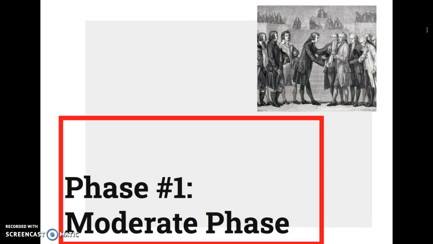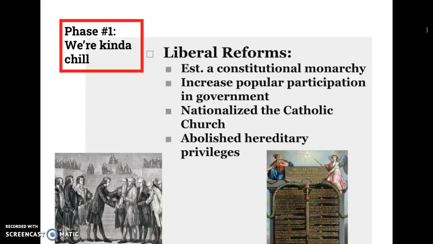So here's where we start phase 1, known as our moderate phase. I like to think of phase 1 as the more chill and, frankly, the most rational of all the phases. You could argue that the rest of them, of course, get a little out of control.